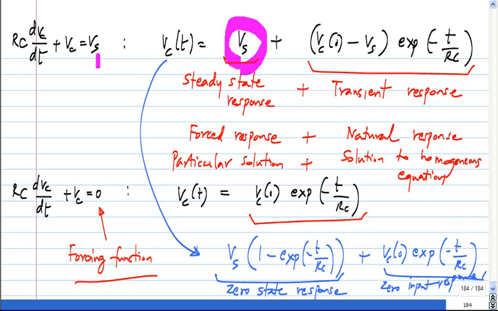So the point is, the zero state response also has exponentials which are related to the circuit, whereas in the other case, the steady state response or the forced response, by definition they don't have this. This exponential of minus t by RC is the natural response. It's like if you pluck a string, it will vibrate at some frequency. That's the natural response of that string. So this exponential minus t by RC is the natural response of this circuit.